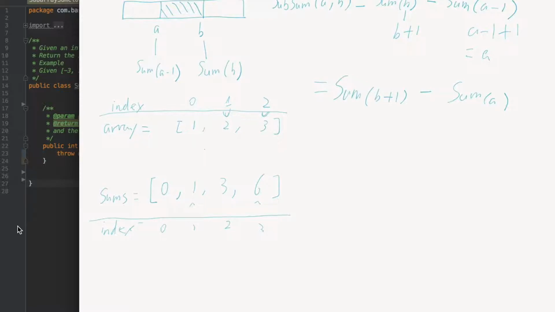So now, if we want to calculate subsum 0, 1, we can do it, which is sum 1 plus 1, which is sum 2, minus sum 0. Sum 2 is 3, sum 0 is 0, which is 3 minus 0 is 3. That's exactly 1 plus 2. So the result is correct.